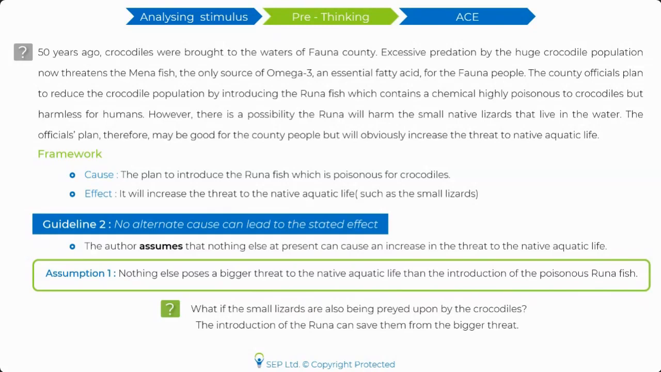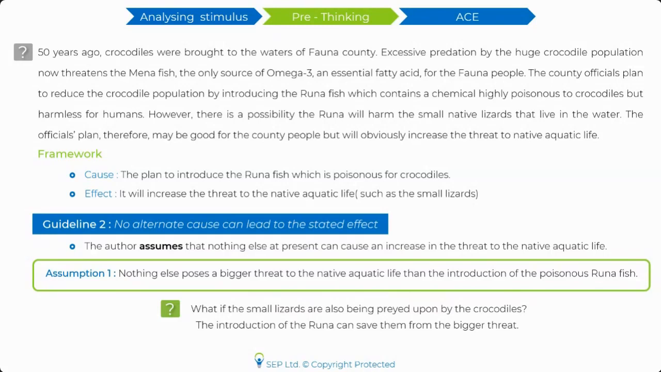So, Sai, ask yourself, is the author concerned how the people might be helped or is the author concerned how the aquatic life might be harmed? Ask yourself, what is the main point that the author is trying to make? Because the main clause is after the but. So guys, are you clear with this?